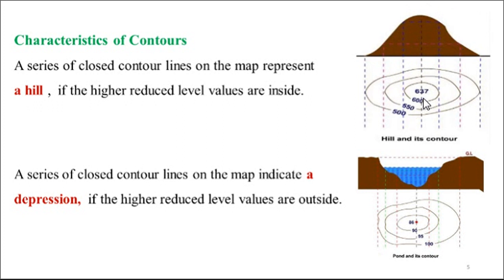So when higher elevations are inside, it is called a hill, while a series of closed contour lines on the map indicates a depression or pond if the higher reduced levels are outside, like this. Here 100, 95, 90 and 85. Inside are lesser values and outside higher values, so it will be a depression like this, or we can say a pond. These are very important characteristics of contours.